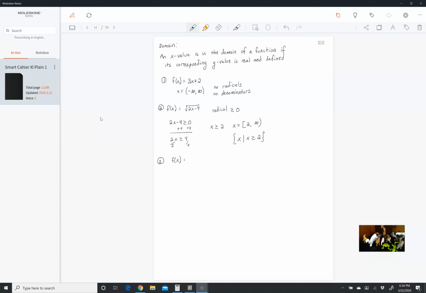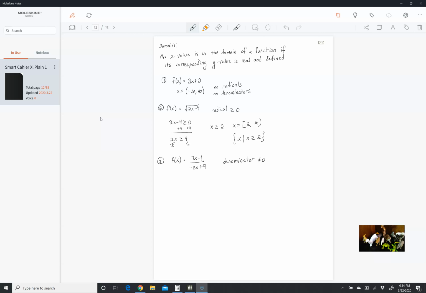The third possibility is if you have a denominator. So no radical, but you have a denominator. So for example, you have 7x minus 1 over -3x plus 9. So in this case, your denominator can't be equal to 0.